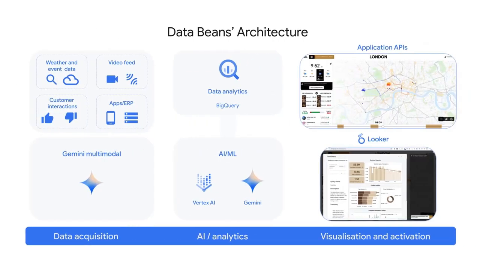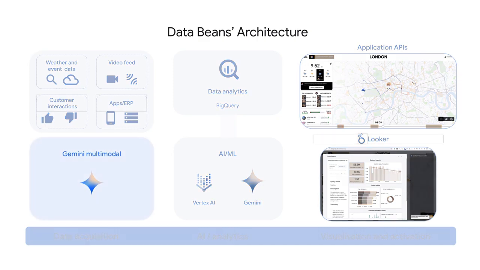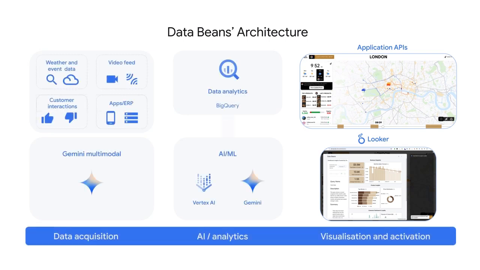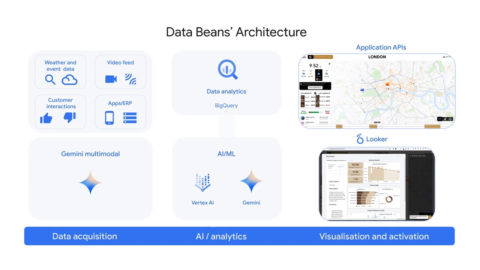Behind the scenes, many Google products collaborate to make this application possible. For example, Gemini Multimodal enables data acquisition, BigQuery provides data analytics, Vertex AI handles ML development, and Looker and Google APIs contribute to data, visualization, and app creation. The course will explore these tools in more depth later, giving you the chance to learn about them in detail.